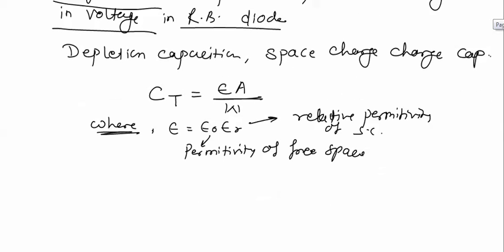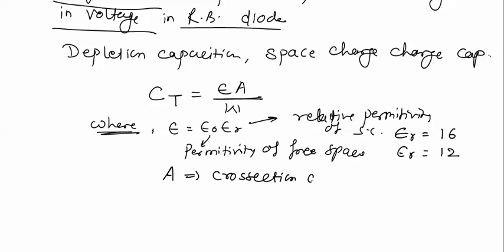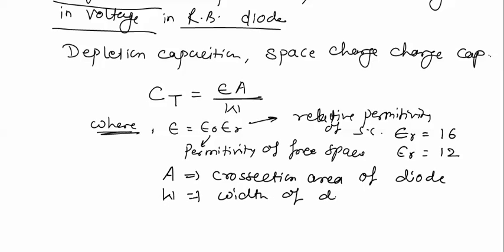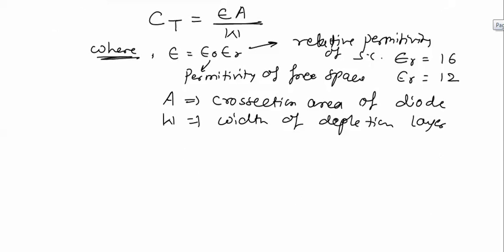It may be germanium or silicon. If it is germanium, epsilon r equals 16, and if it is silicon, epsilon r equals 12. A is the cross-sectional area of the diode, and W is the width of the depletion layer.